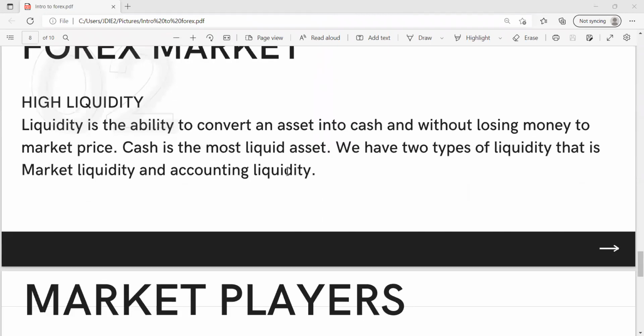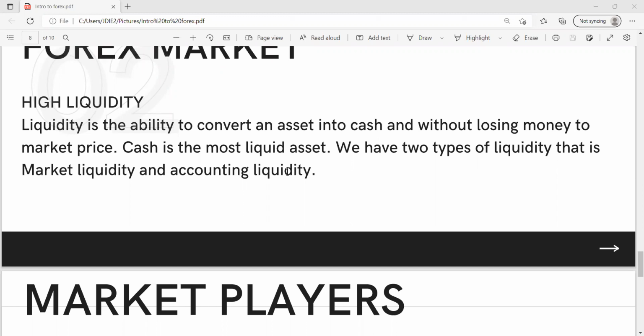And then another advantage is, let me explain this to you, liquidity. Now, the forex market is one of the most liquid markets in the world. When I say liquidity, all I'm trying to say is your ability to convert an asset into cash without losing money to the market price.